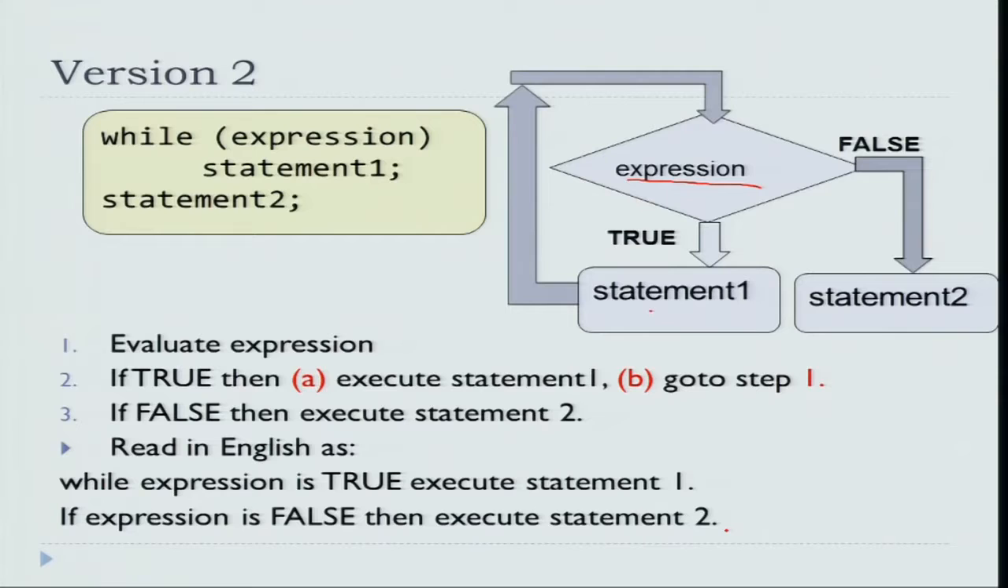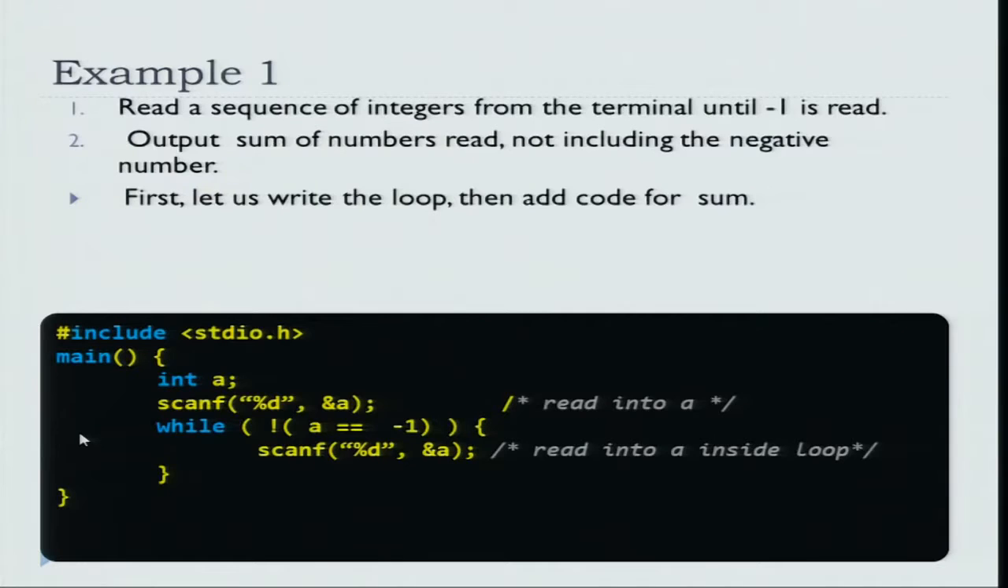The difference from the if condition is that if this was an if block, then if the expression is true, you do statement 1 and you exit out of the block. That is not done in the case of a normal while loop. After you execute the statement, you go back to the expression. As long as the expression is true, you keep executing statement 1, and if the expression becomes false, then you execute statement 2.